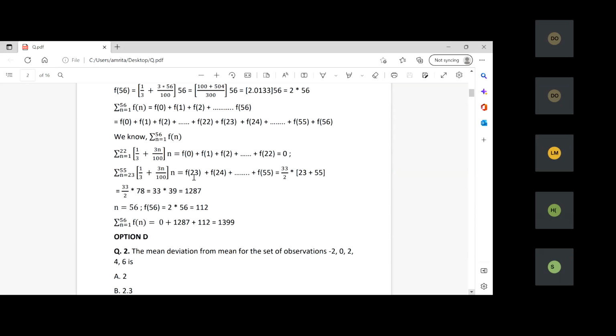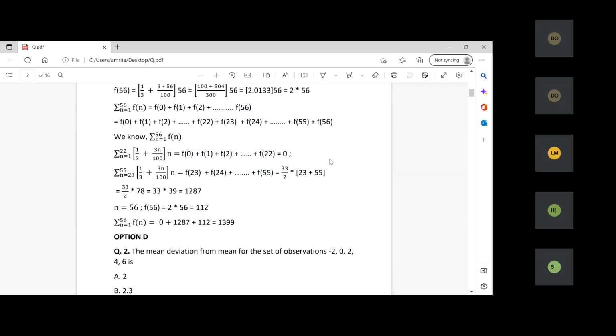So we can write this as number of terms by 2, that is 33 by 2 into 23 plus 55. So this value will be 1287. F of 56 is 2 into 56, which is 112. So adding the whole total, we have 1399.